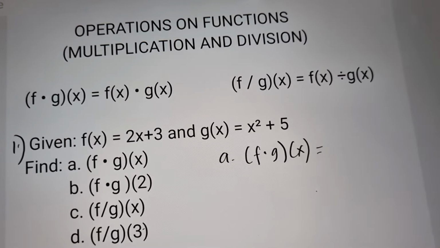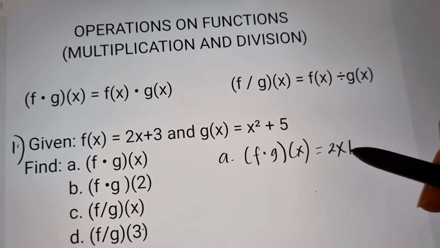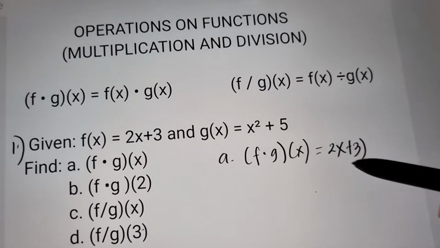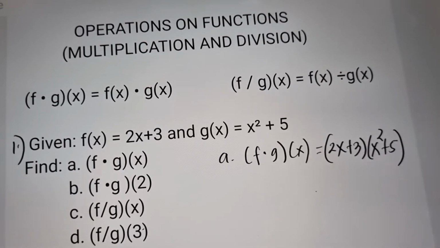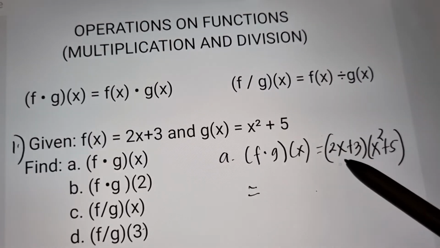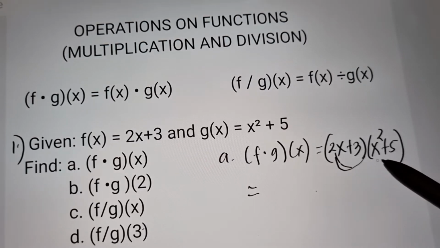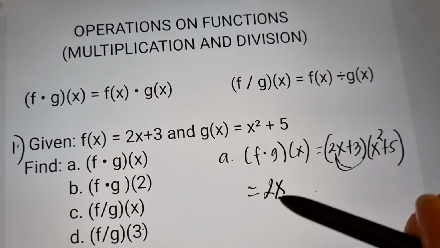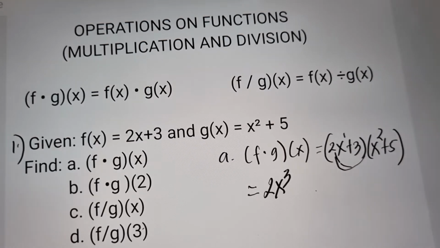So, what is now f of x? So, f of x is 2x plus 3. Simply multiply that to x squared plus 5, the g of x. Now, that is equal to, use the FOIL method. So, we have 2x times x squared, that is 2x cubed. When we are multiplying, we just simply add the exponents.